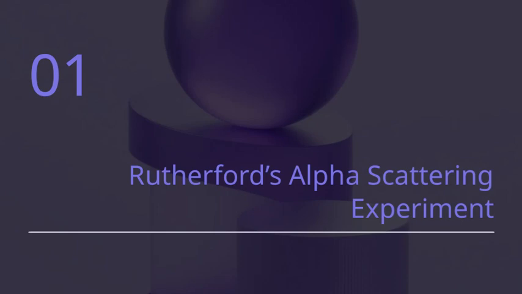Let's take a closer look at Rutherford's alpha scattering experiment. This experiment was a pivotal moment in understanding atomic structure. Rutherford aimed a beam of alpha particles, which are essentially helium nuclei, at a very thin sheet of gold foil. The goal was to observe how these particles interacted with the atoms in the foil.